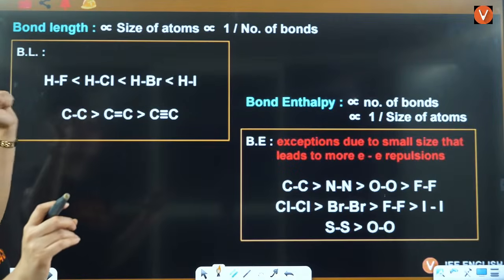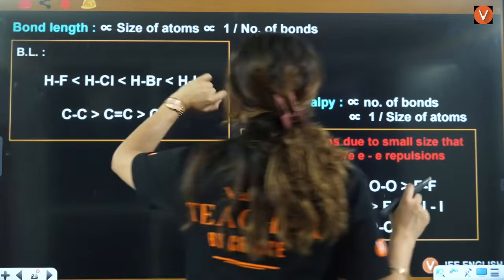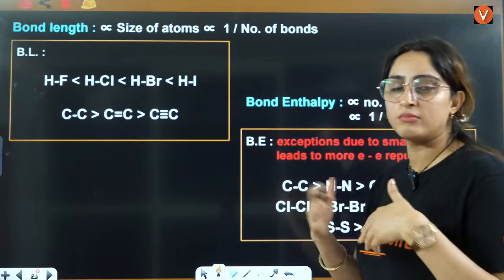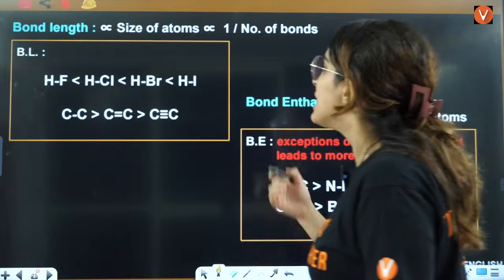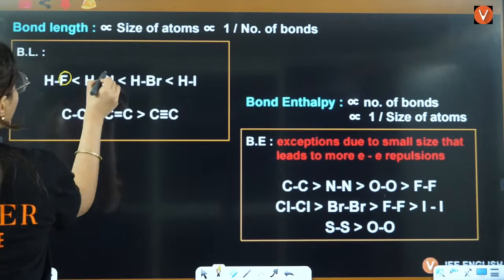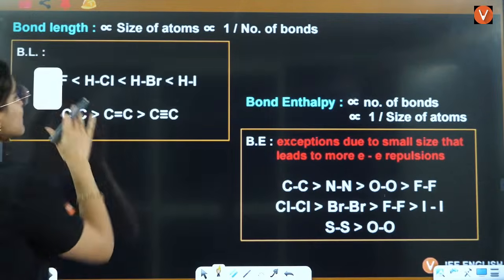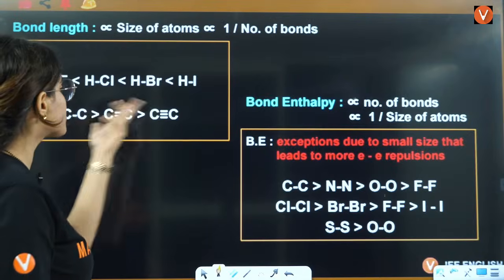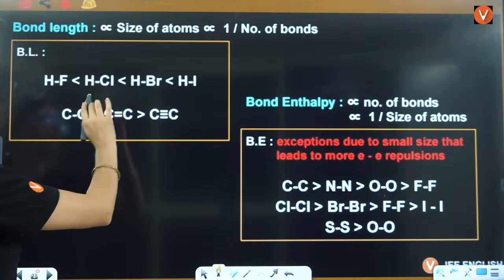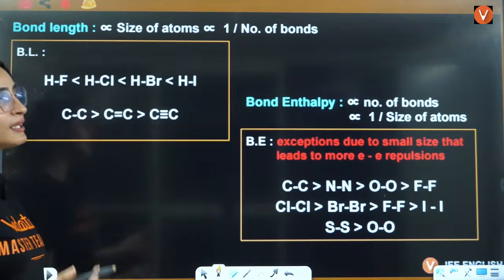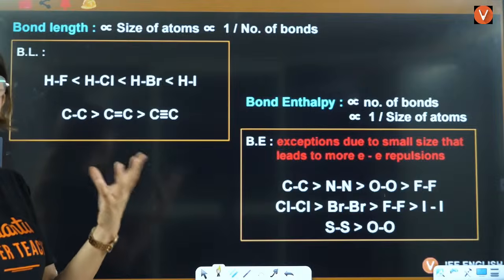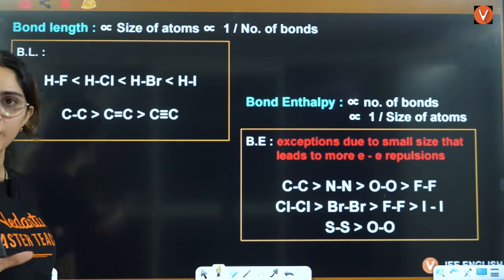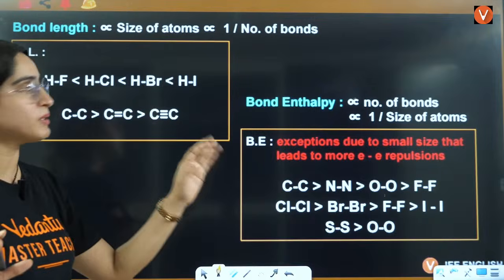Let's see bond length here. Bond length is defined by the size of the atom. More is the size of the atom, more will be the increase in bond length. Like down the group fluorine, chlorine, bromine, iodine, the size is increasing down the group. That is why their bond length is also increasing. If you talk about hybridization, sp to sp3, we see that a single bond has maximum bond length, then double bond, then triple bond.